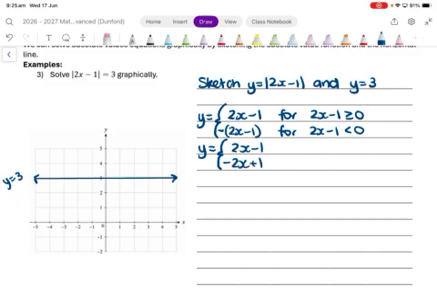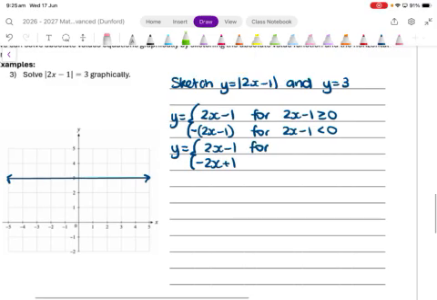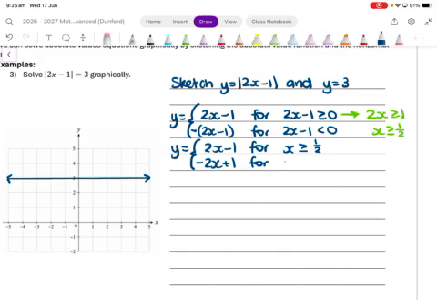Okay, so what this will be is y equals our piecewise function of 2x minus 1 and negative 2x plus 1. Now, how we work out what it's for is we have to make x the subject. So if we make x the subject for our inequalities, we'll have 2x is greater than or equal to 1 and x is greater than or equal to a half. Okay, it's going to be the same for both of them. We're just solving to make x the subject. So it'll be x is greater than or equal to a half, and it will also be for x is less than a half. Does anyone have any questions about that?